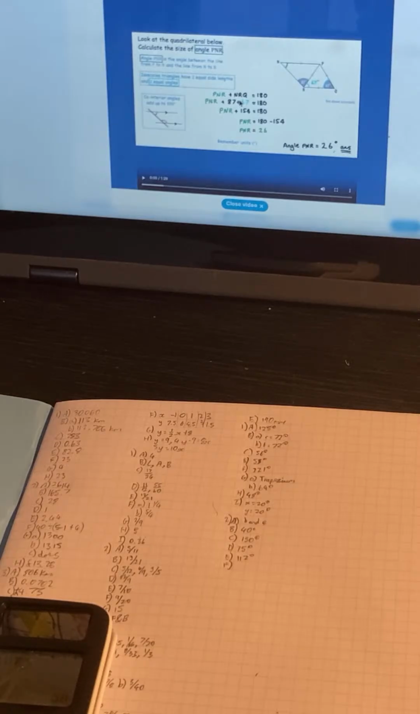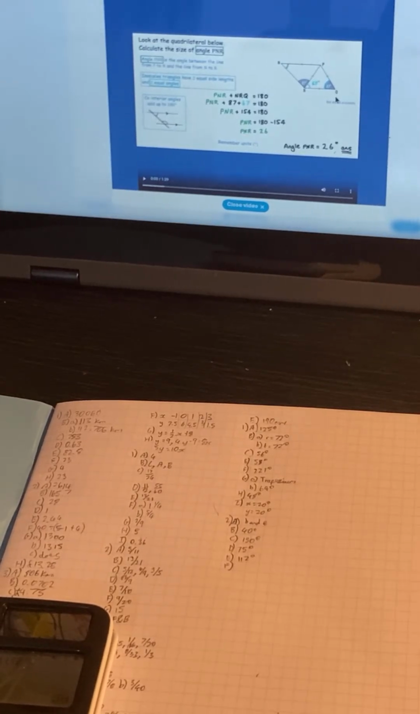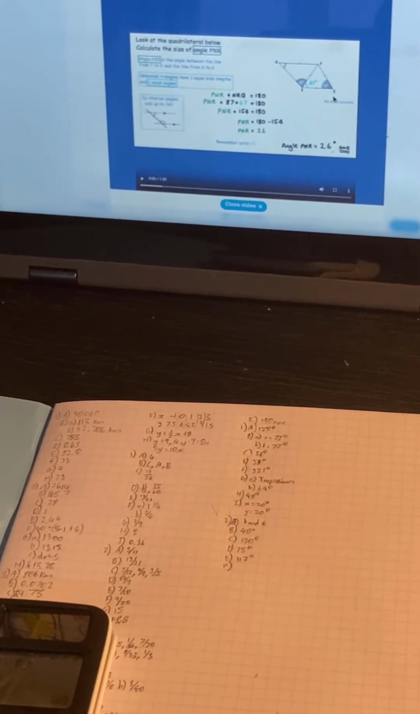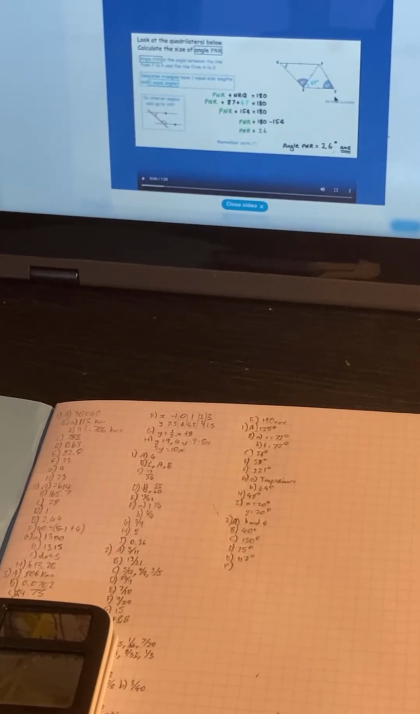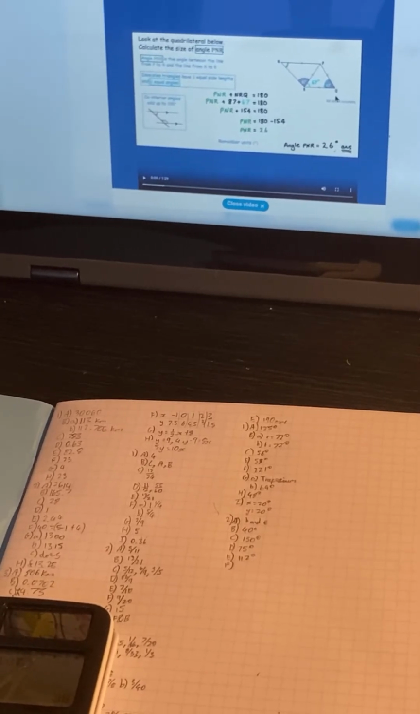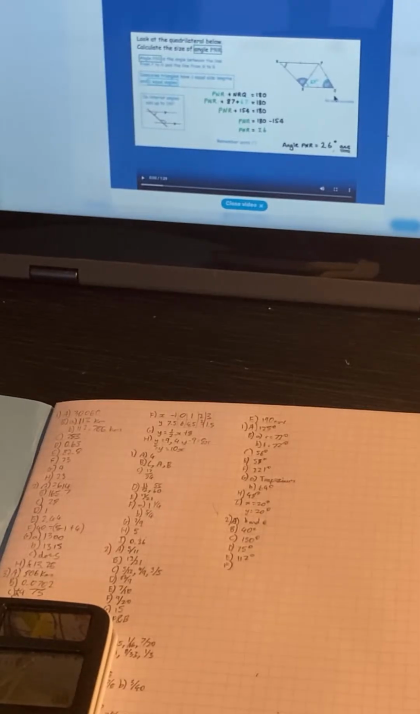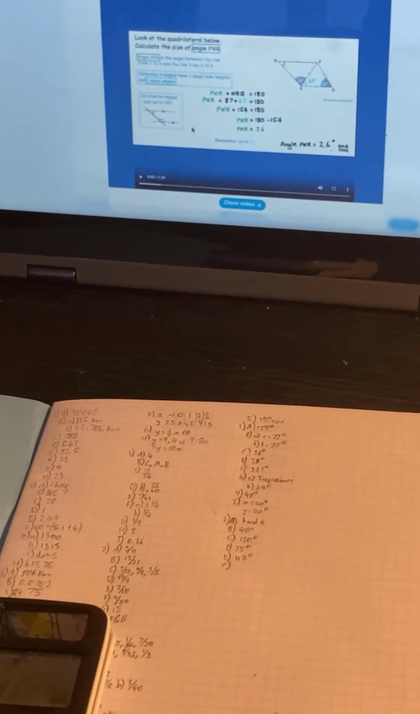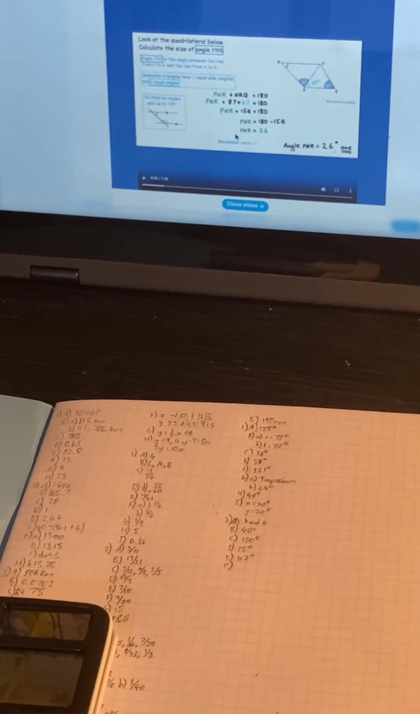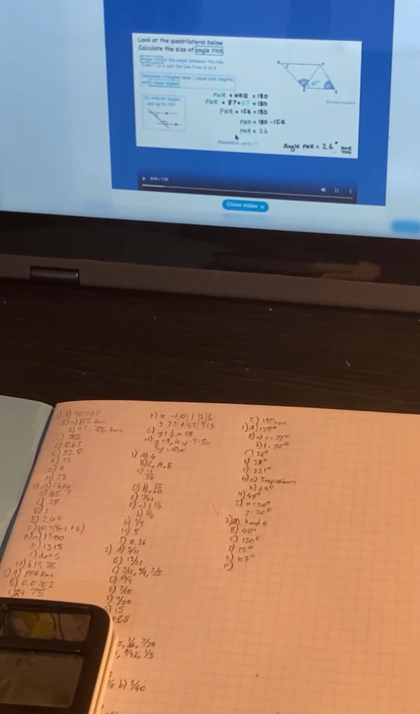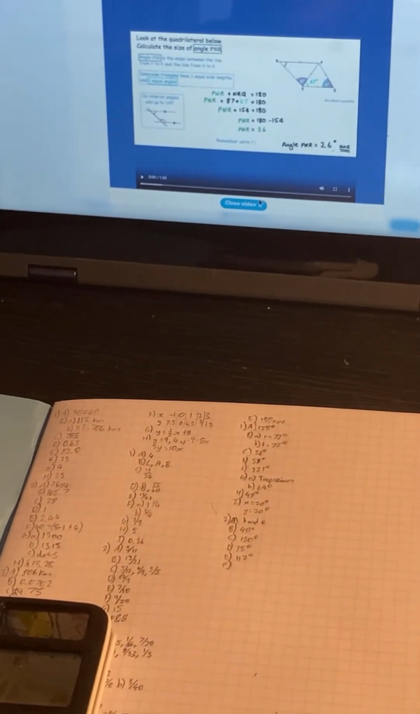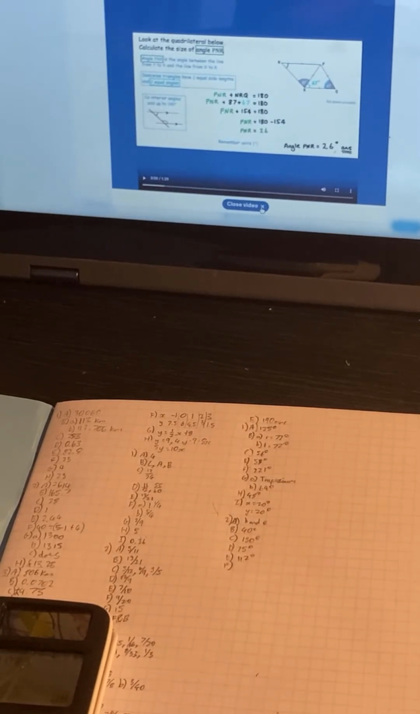PNR plus NRQ. PNR plus NRQ equals 180. Why? Co-interior angles. Oh, because they're parallel. So they are equal. Because at the line.